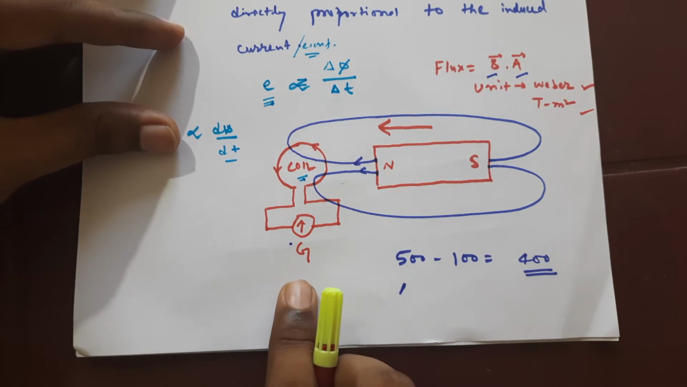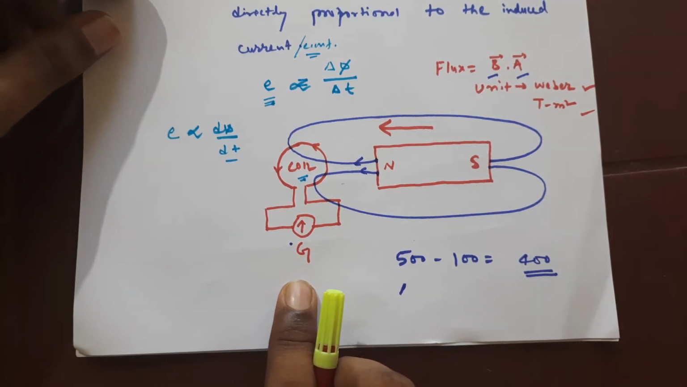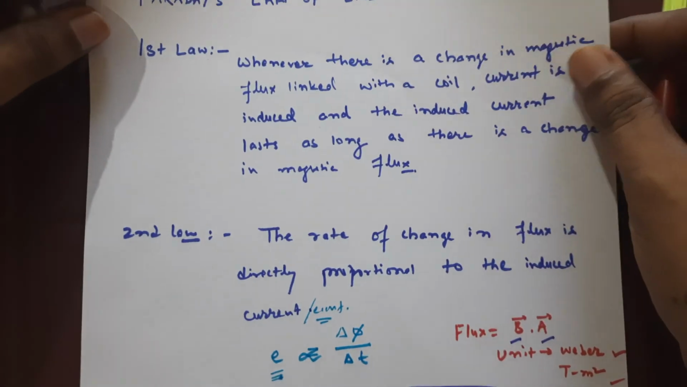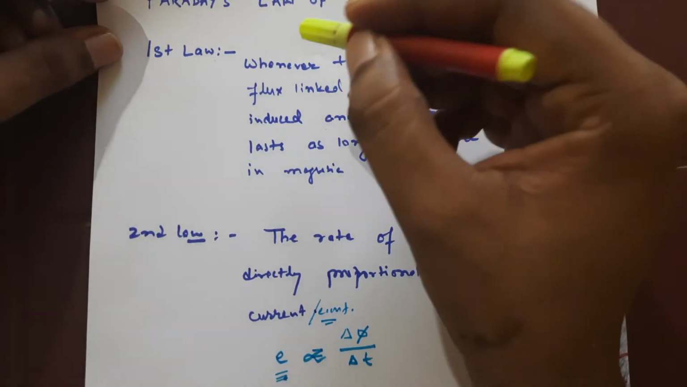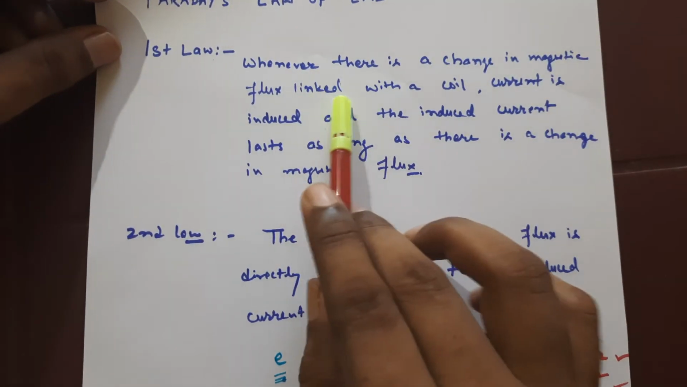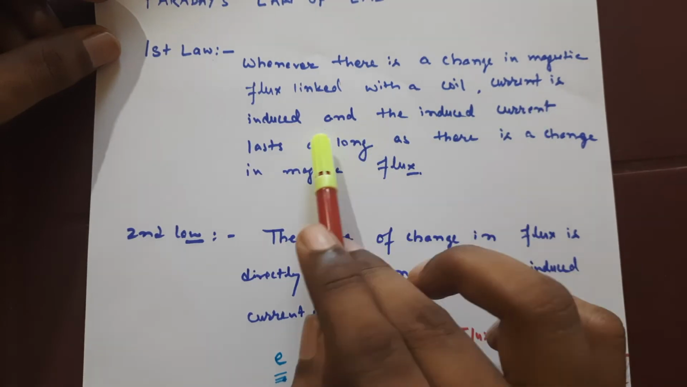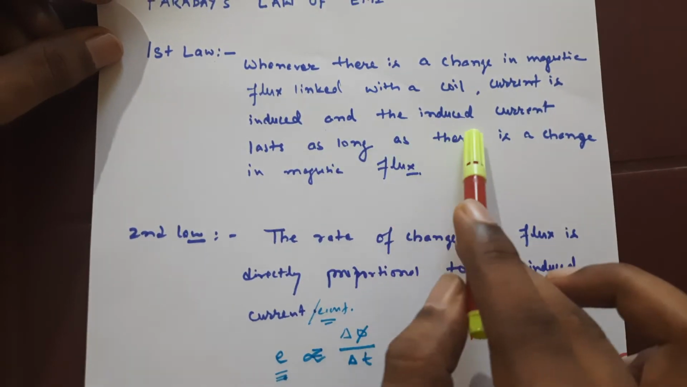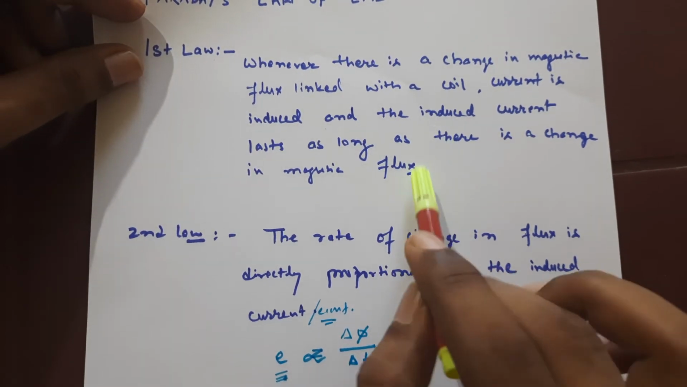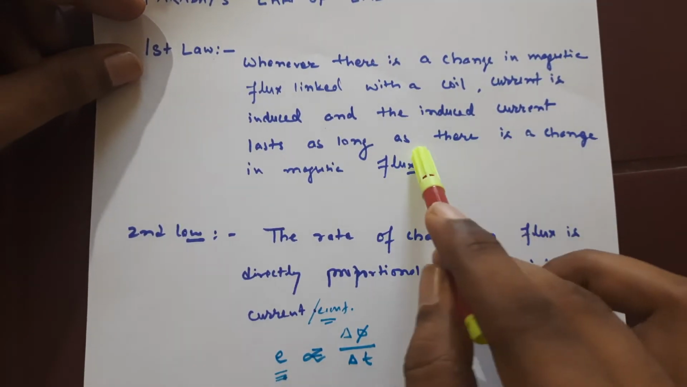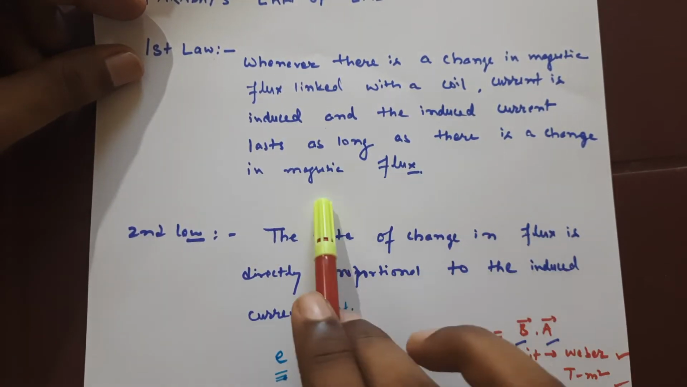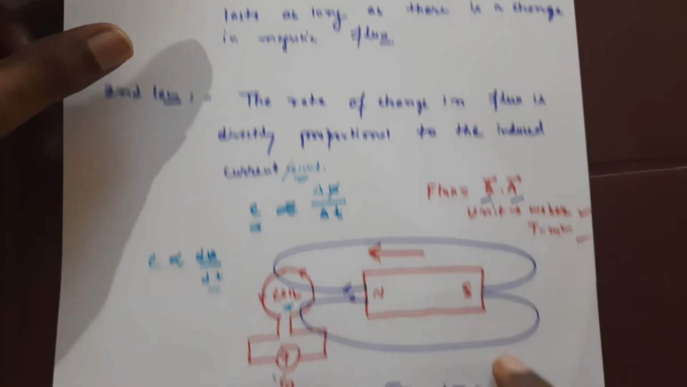So remember this thing. Okay, so the law, Faraday law of EMI, the first law: whenever there is a change in magnetic flux linked with the coil, current is induced, and the induced current lasts as long as there is a change in magnetic flux. Let us discuss this second point. Induced current lasts as long as there is a change in magnetic flux.